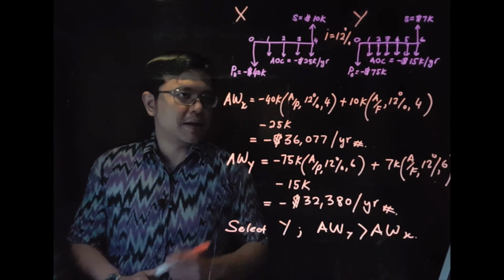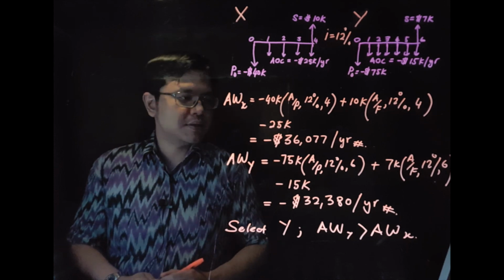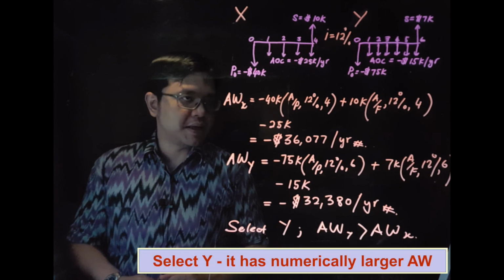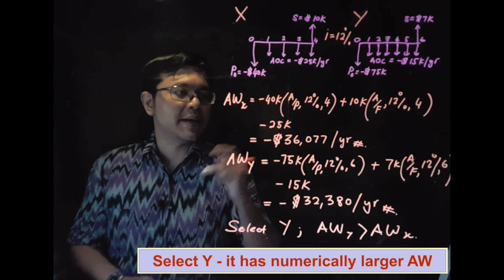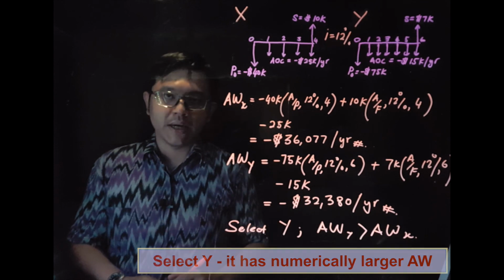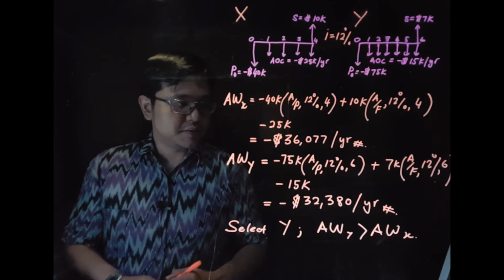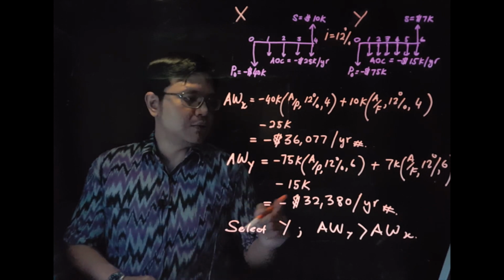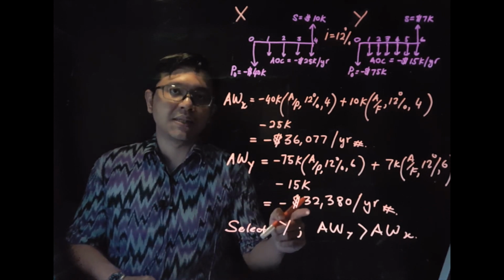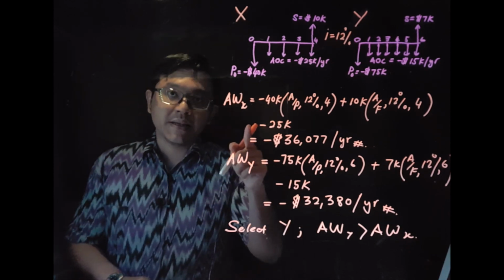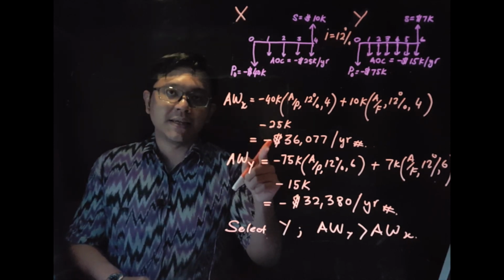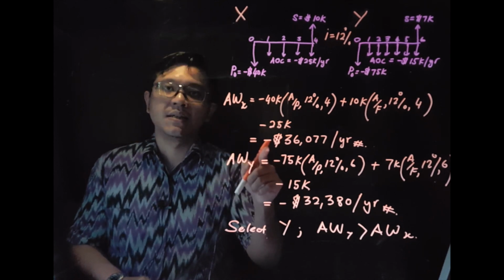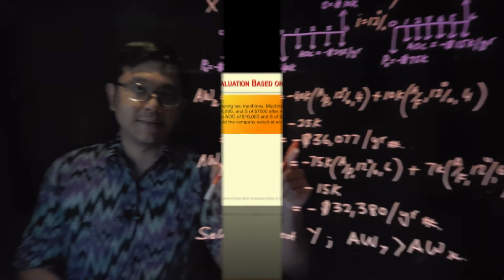By comparing the annual worth values of both alternatives, we find that the annual worth value of equipment Y is more positive than the annual worth value of equipment X. Therefore, we select equipment Y. Another way of interpreting this result is that by choosing equipment Y, we only need to spend about $32,000 per year. But if we choose equipment X, the cost of operating and maintaining the equipment is more expensive because it will cost us $36,000 per year.